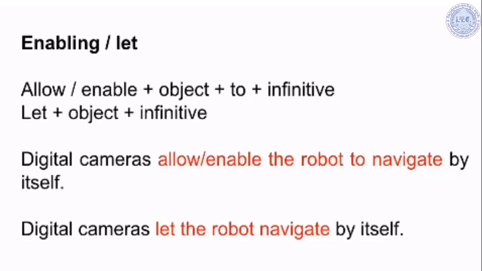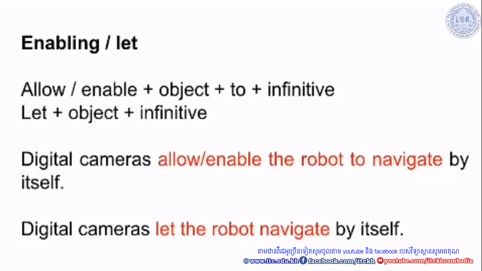So you see, when we use allow or enable plus the robot, which is the object, then to plus navigate. It is an infinitive by itself. It is a complement to the object. So let's move to the other one.